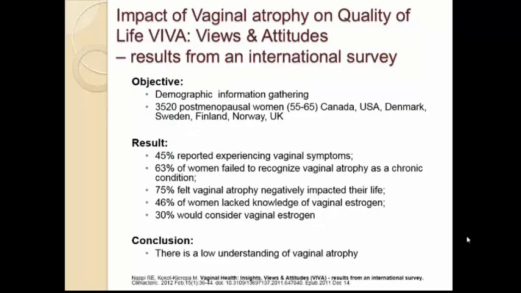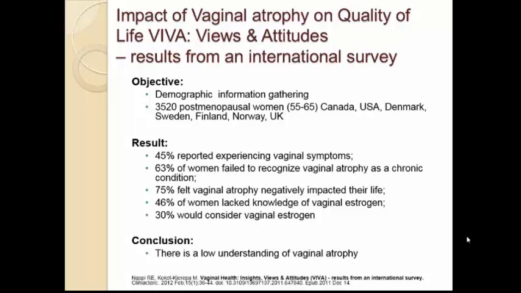One study studied such a phenomenon. It is the VIVA trial. It really consolidated the views and attitudes of patients within this demographic. 3,520 postmenopausal women globally, inclusive of a Canadian site, were used to collect demographic information regarding vaginal atrophy.